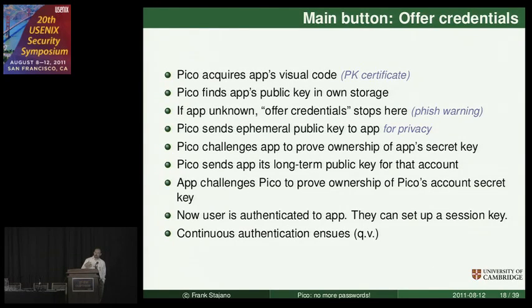The main button is the one you use to type the passwords in double quotes, offer your credentials to the app, and it works as follows in greater detail. The Pico acquires the app's visual code, which is the public key certificate. The Pico finds that app's public key in its own storage, and if it doesn't find it, then it can't offer the credentials, because it means you never paired with that specific app. It's like saying, let's type the password into this app, but I never set up a password with this app.